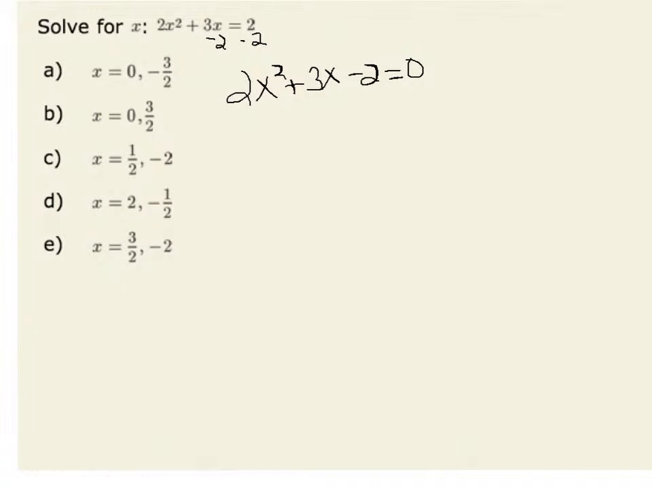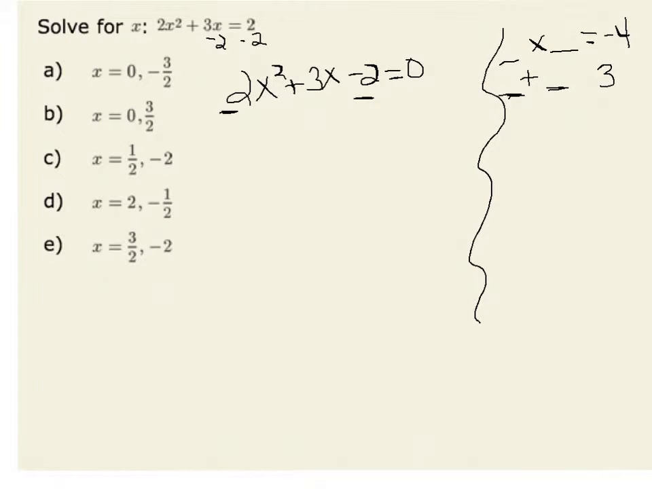Now I need to try to factor 2x squared plus 3x minus 2 is equal to 0. I could do this by going back and using the factor by grouping method. In this method, I am looking for two numbers whose product is the same as 2 times a negative 2, which is a negative 4. These two numbers also add to my middle term, which is 3. I can see that two numbers that multiply to negative 4 and add to 3 would be a positive 4 and a negative 1.